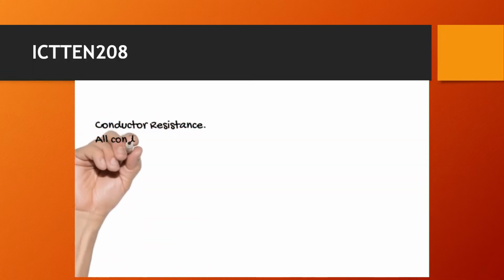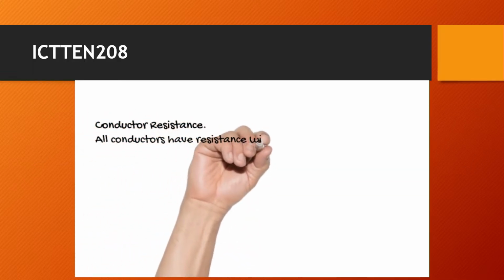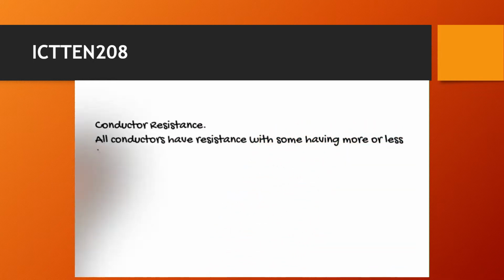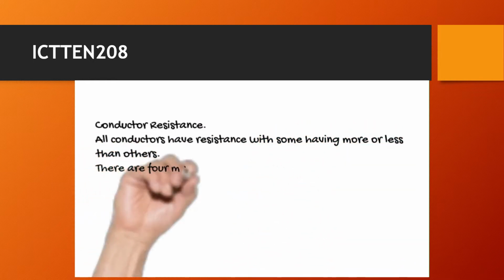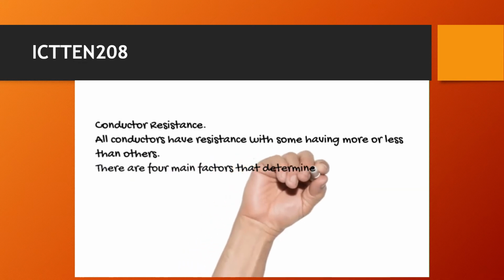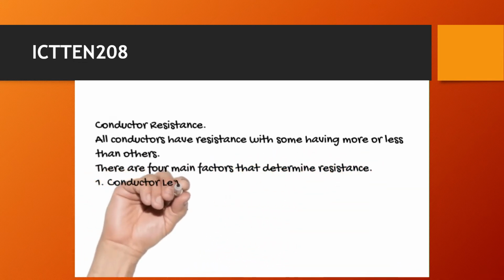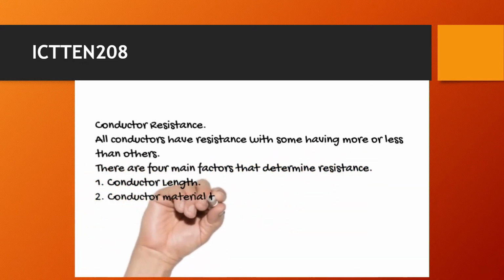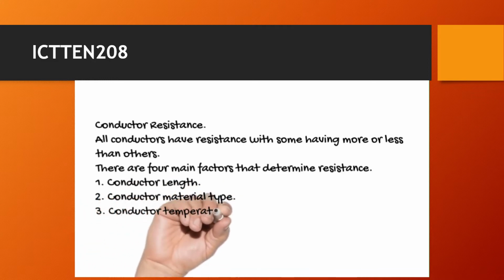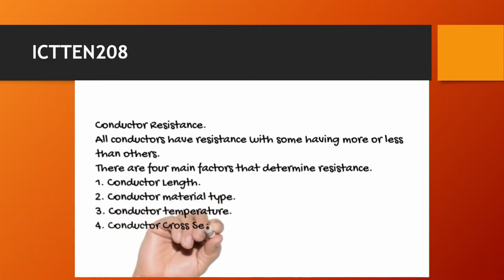Conductor resistance. All conductors have resistance, with some having more or less than others. There are four main factors that determine resistance. 1. Conductor length. 2. Conductor material type. 3. Conductor temperature. 4. Conductor cross-sectional area, CSA.